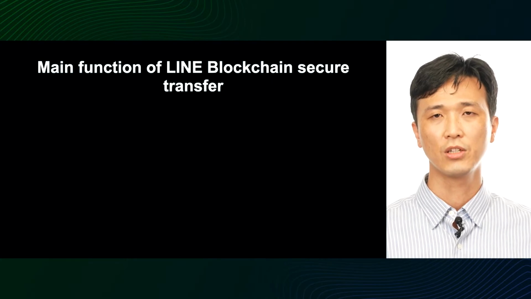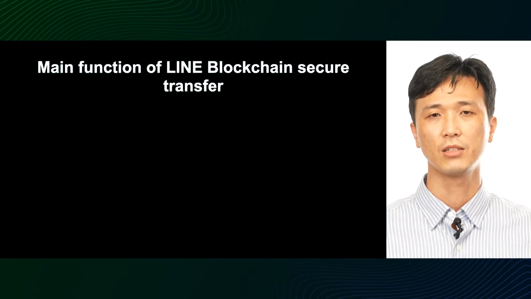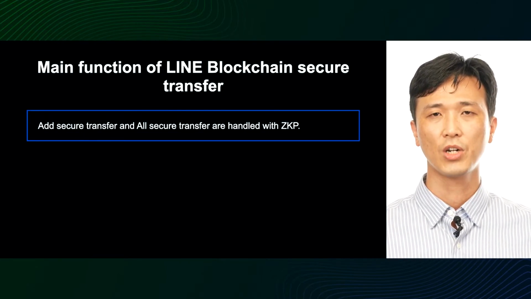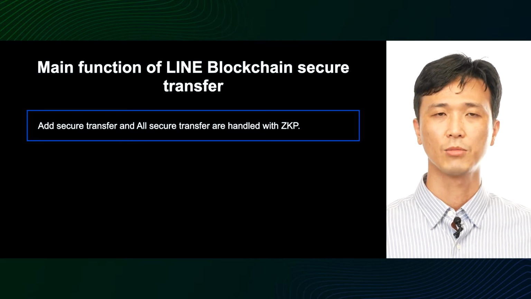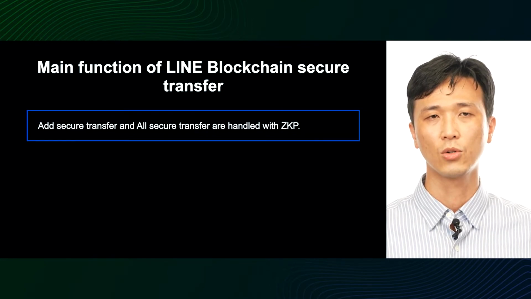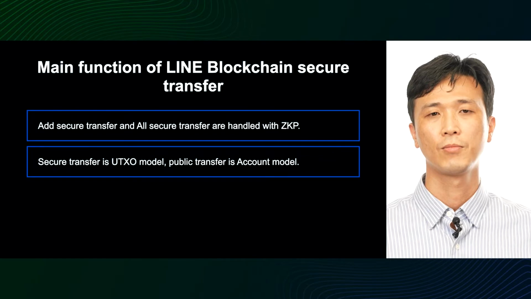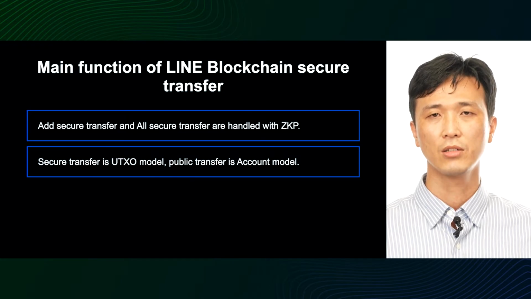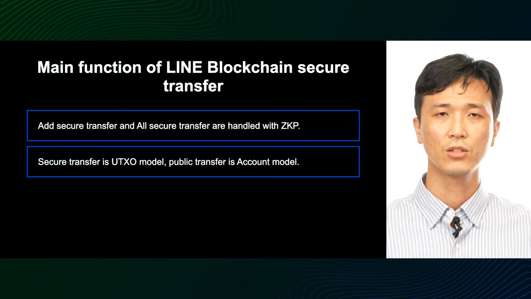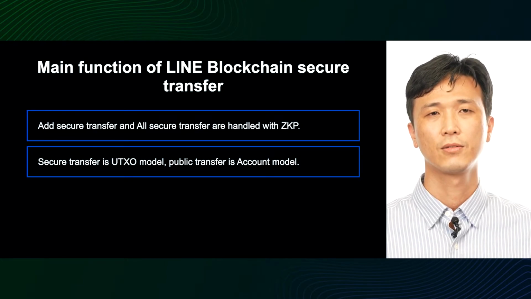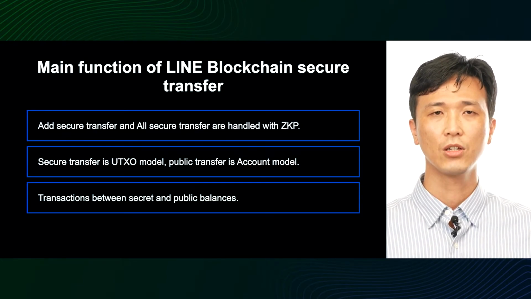So the main functions of the LINE blockchain implemented while satisfying these requirements are the following four. First, secure transfer, and all secure transfers are handled with zero-knowledge proof. Secure transactions are verifiable with evidence, without disclosing the sender, receiver, and transaction amount, as zero-knowledge proof. Second, secure transfer is a UTXO model and public transfer is the account model. So we use the merits of both UTXO and account model. So we can implement it without changing the previously implemented smart contract or consensus algorithm.